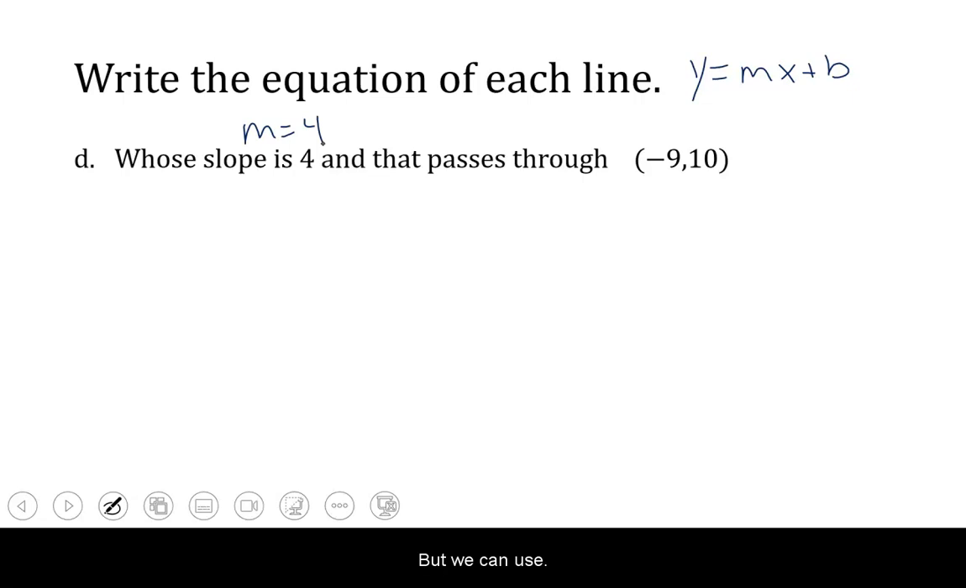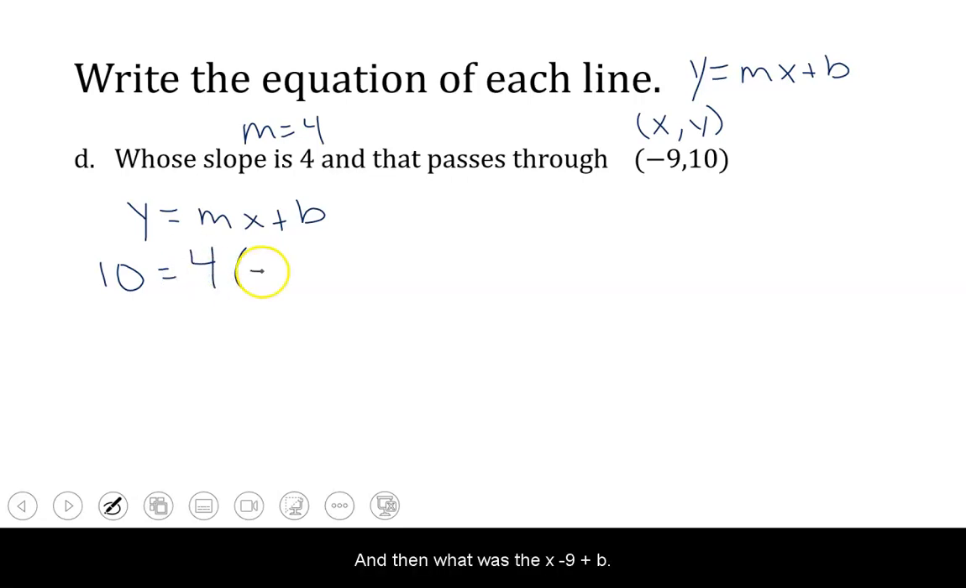But we can use our slope-intercept equation, and instead of x and y, we are going to plug in these two numbers to get the b. So use your equation. Instead of y, we are going to put 10 equals, what was my slope? The 4. And then what was the x? -9 plus b. So let's solve for b.